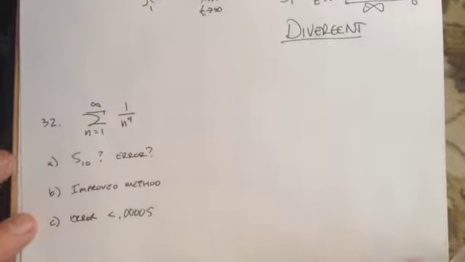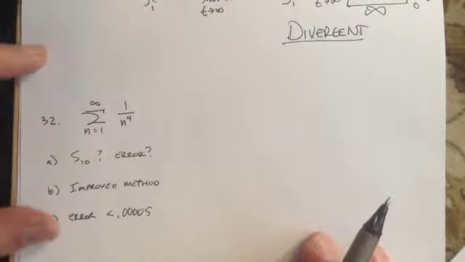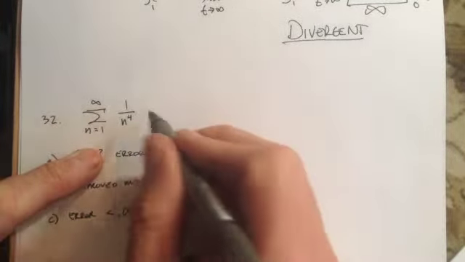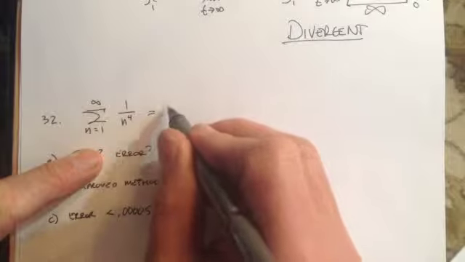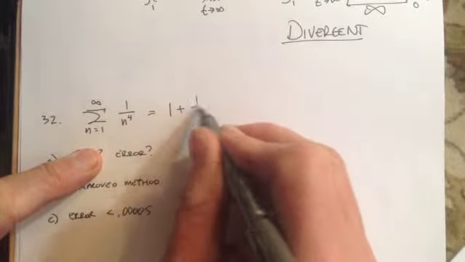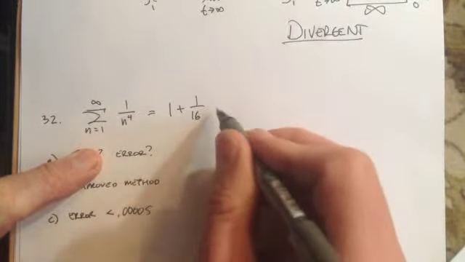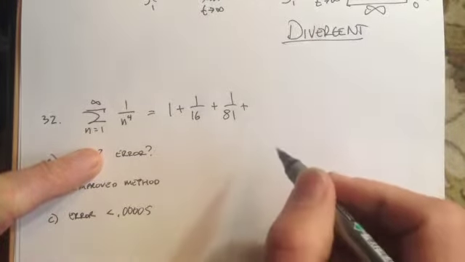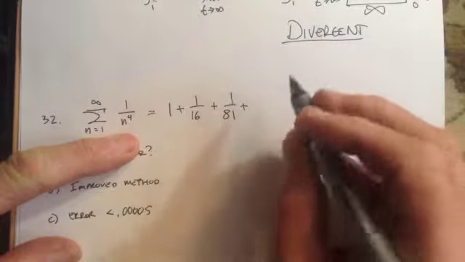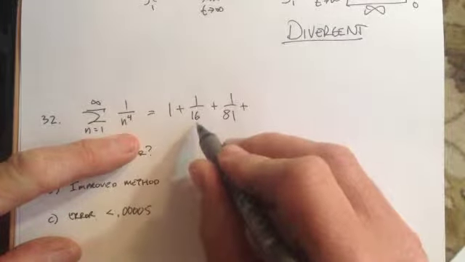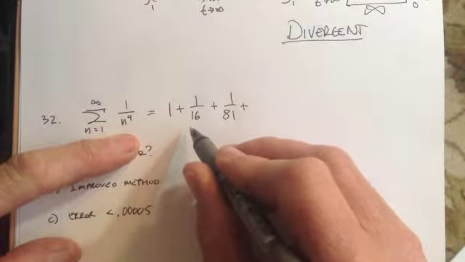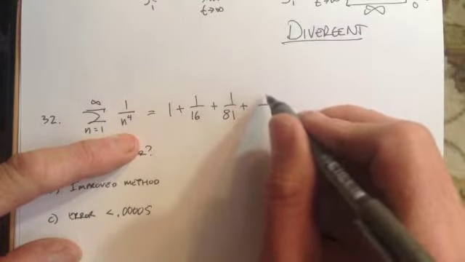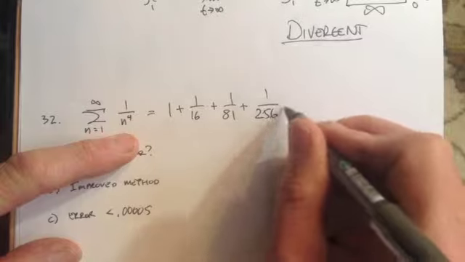Alright, so on to this one. Now this is getting to where we talk about error. We're supposed to consider this series, which is 1 plus 1 over 2 to the 4th, which is 16, plus 3 to the 4th, which is 81, plus 4 to the 4th, which is 256. So that's getting big. I'm going to stop there.